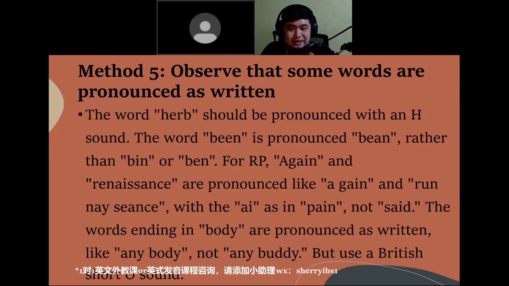Okay, so method 5. Observe that some words are pronounced as written. The word herb should be pronounced with an H sound. The word bin is pronounced as bean rather than bin or ben. Okay, again, some pronounce the word as herb, some pronounce it as herb.